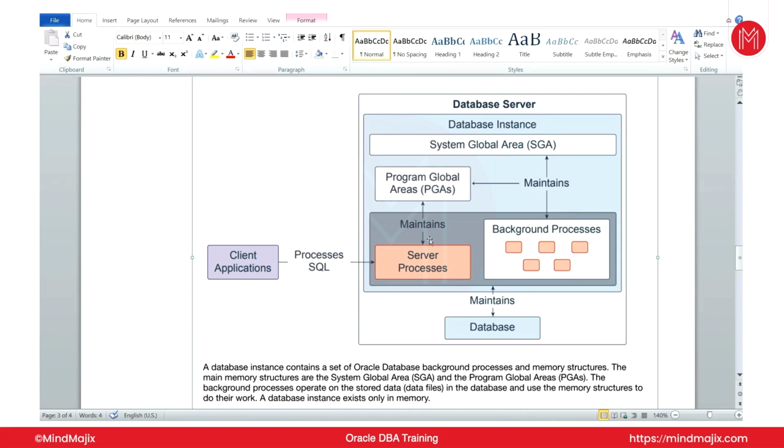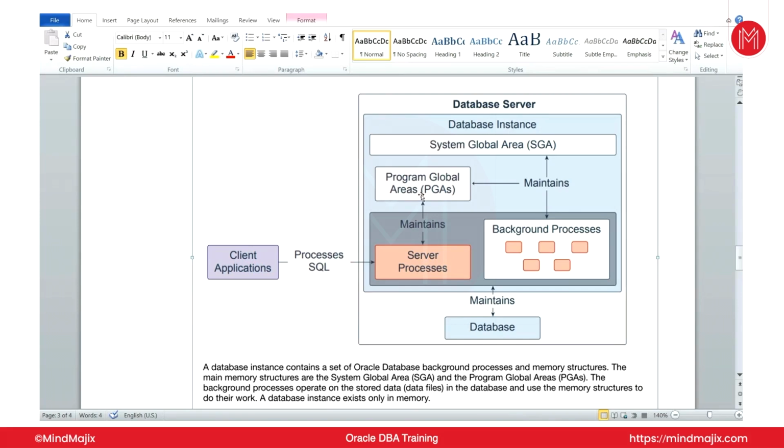Suppose I have 500 server processes and 100 background processes. If I'm using my database server in dedicated mode, I will have 600 PGAs created, one for each process. So if I have a load of 400 connections, my 400 server processes are running, so my 400 PGAs will be there.